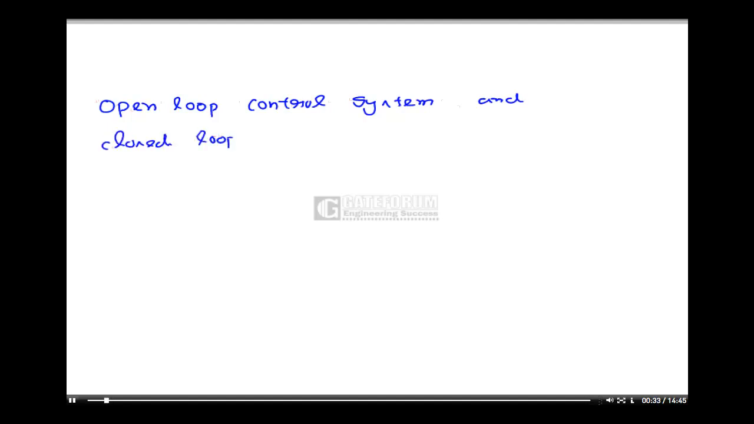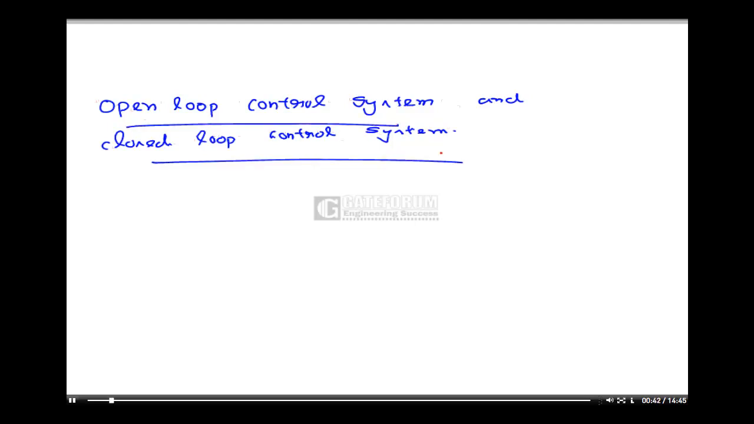We will see the difference between these two: open loop control system and closed loop control system. Okay. What is open loop control system?